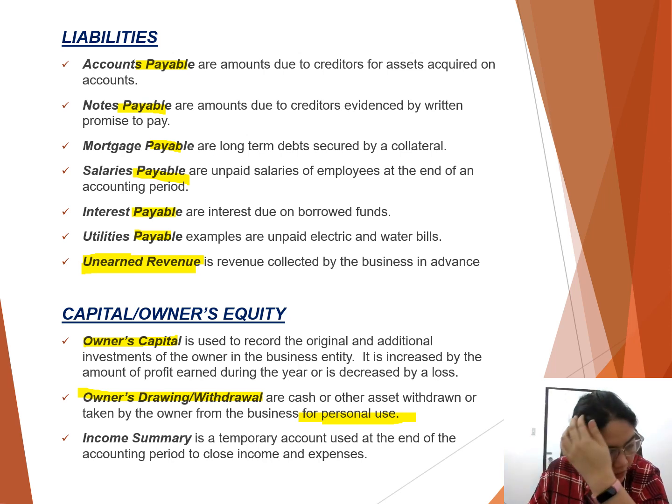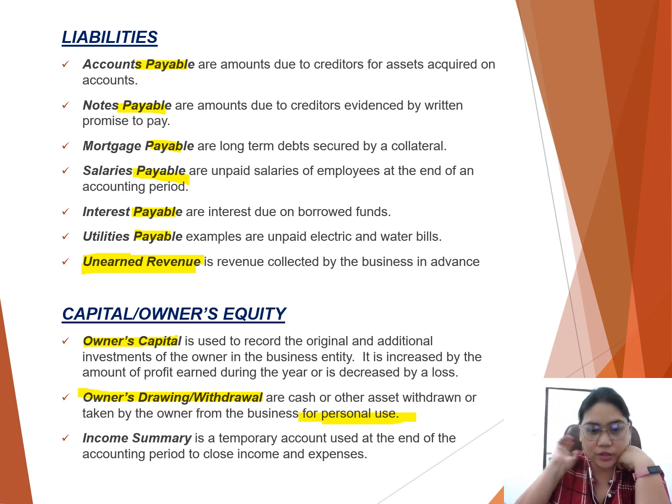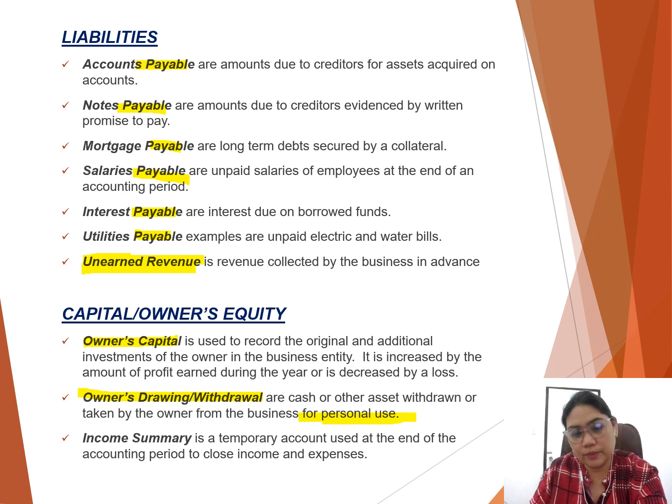Okay, and then the next one is the income summary account. So, this is a temporary account used at the end of the accounting period to close income and expenses. So, may encounter nyo yan pag patapos na tayo ng accounting.